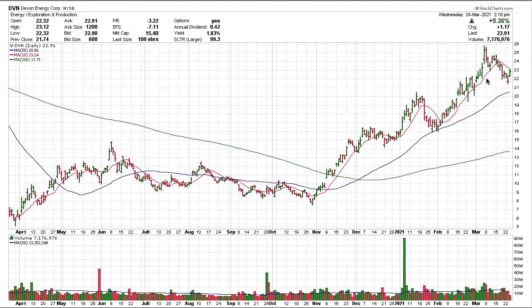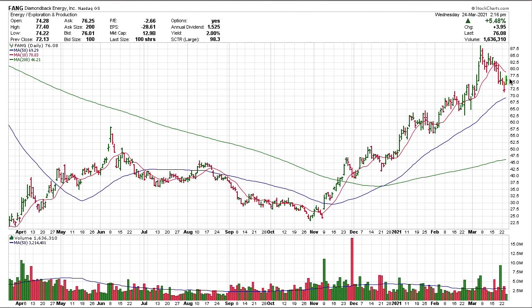Devon Energy. Again, the energy stocks have been really hot here. But again, we're seeing somewhat of a breakdown. The market's just acting like we're going through rotation. It's trying to figure out where we're going. So in the meantime, I would keep my powder dry. Diamondback Energy, another energy stock, same basic pattern. So anyway, the point being is be cautious here.